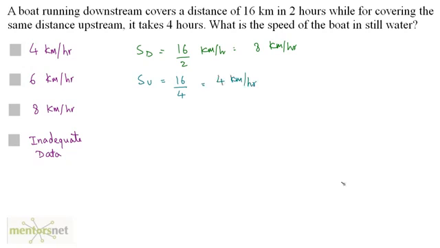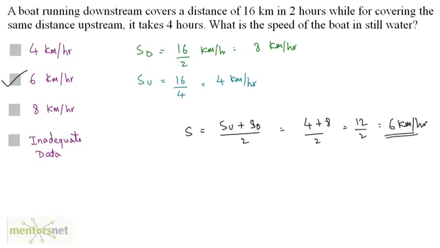Now this is very simple. What is the speed of the boat in still water? So the speed of the boat in still water is equal to the upstream speed plus the downstream speed divided by 2, and that's 4 plus 8 by 2. It is equal to 12 by 2, and that's 6 kilometers per hour. So option B is the correct answer.